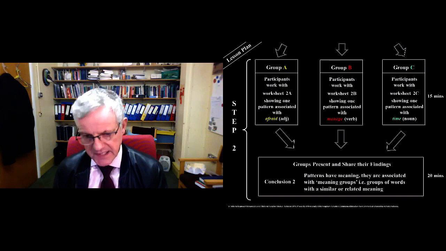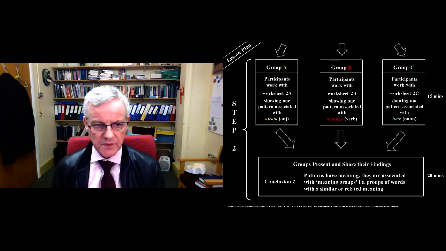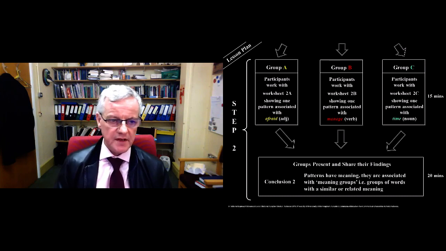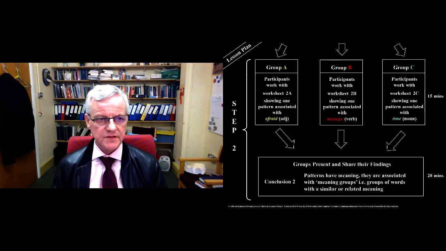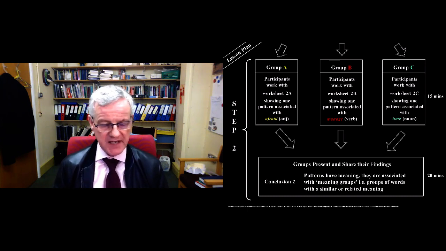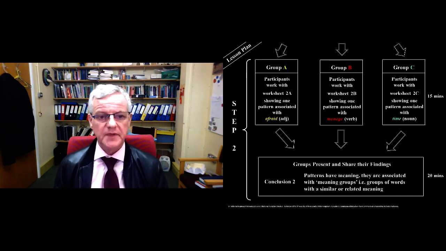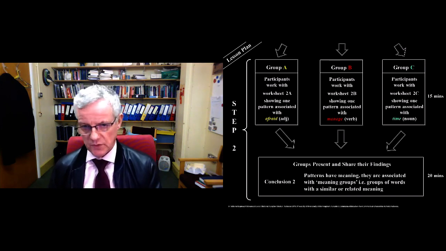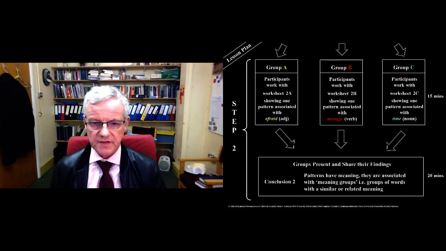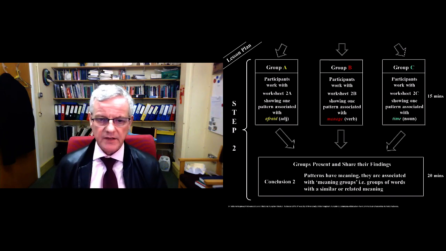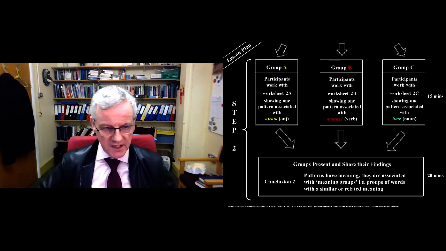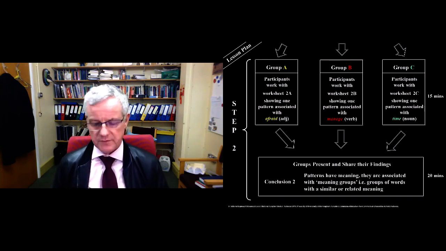You could then have a break and move on to step two, which is starting to look at patterns associated with a particular word. So in this case, group A is looking at a pattern associated with afraid, group B, one pattern associated with the verb manage, and group C, working with worksheet 2C, a pattern associated with the noun time. Again, working in three separate independent groups, and again, the principle of having worked with the data for 15 or 20 minutes, coming together and sharing what they found.